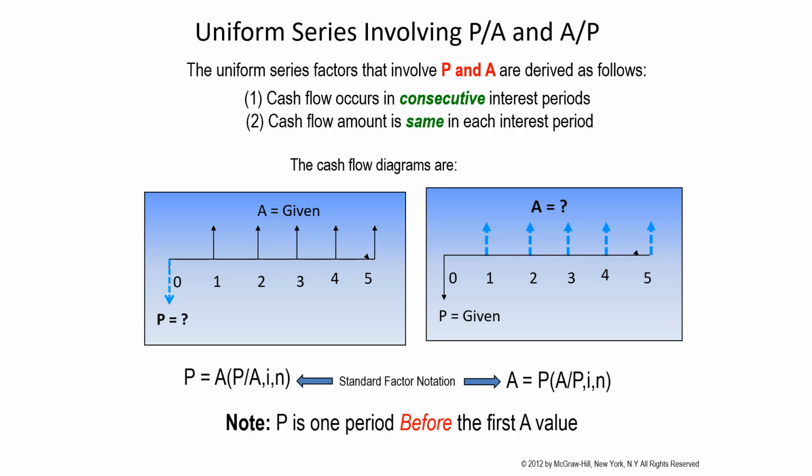If you have the reverse of that, where P is given and you want to find the annual equivalent, the same thing is true where it's staggered by a year. The first arrow that's a component of the annual series is 1 year after the present. So P is before the first annual amount. Any questions about the P and A type cash flow diagrams?